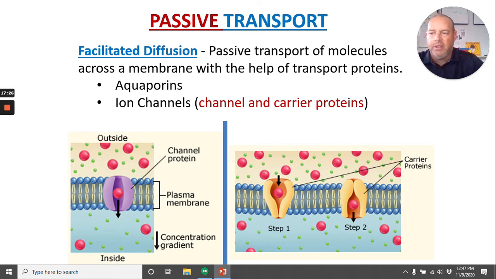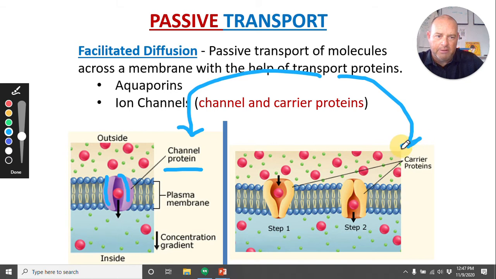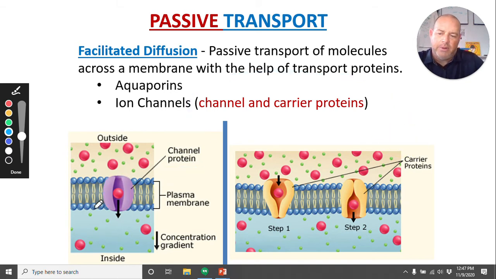So if we look at a couple things here, this is your channel protein. This purple guy right here is your channel protein. That's one of the transport proteins. And the other one looks like this, the carrier protein over here. Okay, so you have your membrane. And really the way I try to explain this is clearly there are more big red dots on this side than there are on this side. So they want to go down, right? They want to go across that membrane.